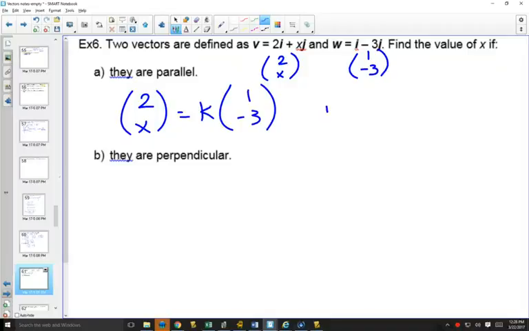Can you see that k has to equal 2 for those to be equal? Because if we multiply the k inside here, we'd have k and minus 3k. And so our x values would have to equal the same, so k has to be 2. And if k is 2, then we find out that x has to be negative 6.